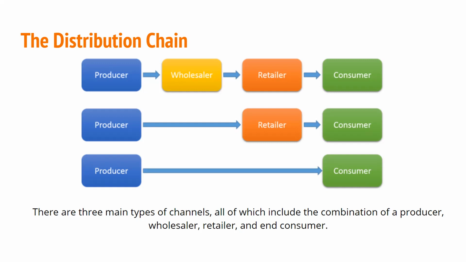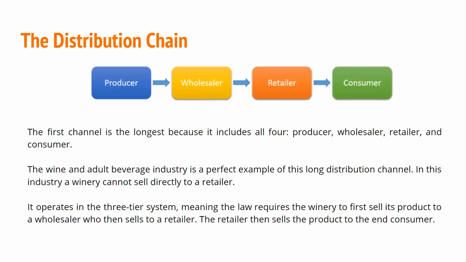Now there are variations to this distribution chain. As you can see here, I have three. There's one with 4 components or 4 elements. There's one with 3, and then there's one with 2. So let's talk about the first one. The first channel is the longest because it has all 4 parties involved: the producer, the wholesaler, the retailer, and the consumer, right? Good examples of this type of distribution chain is your wine and adult beverage industry, right?